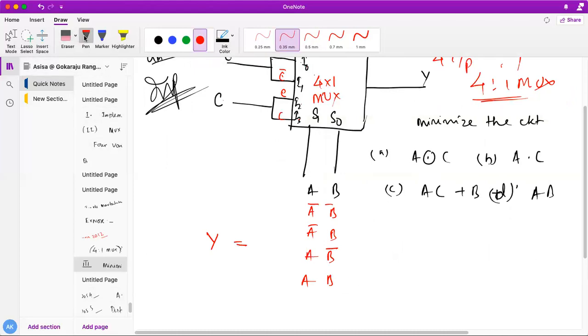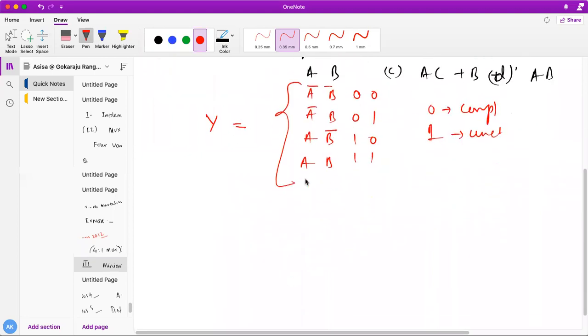Depending upon A B: 0 0, 0 1, 1 0, and 1 1. As we know, these are all minterms. Minterms means 0 means complemented, 1 means uncomplemented. According to that, these are the particular combinations possible at my select line. Okay, so now how am I going to write down the logical expression, students?